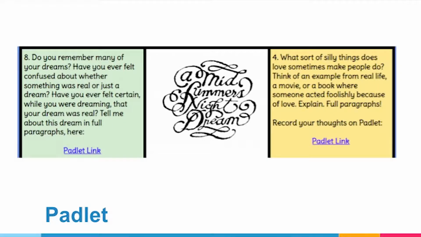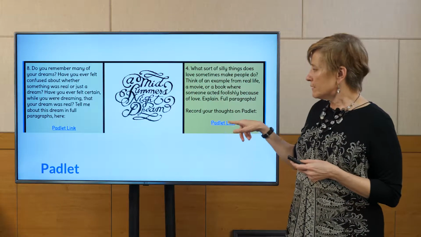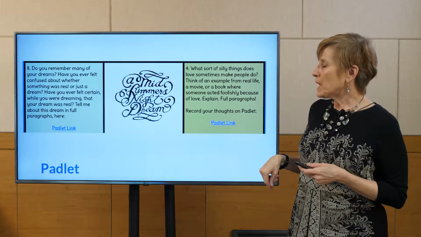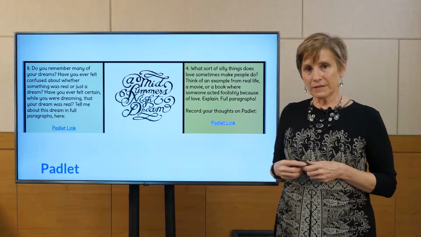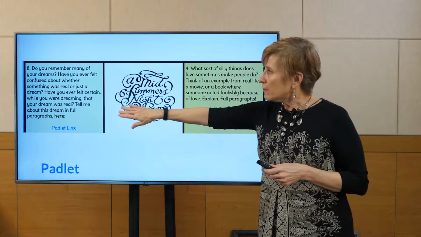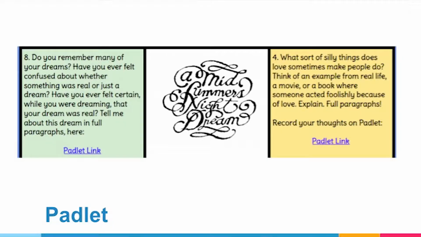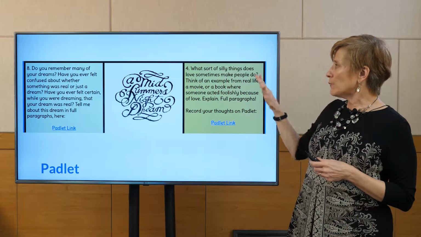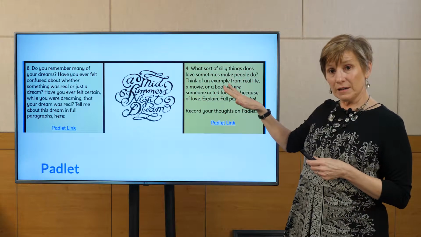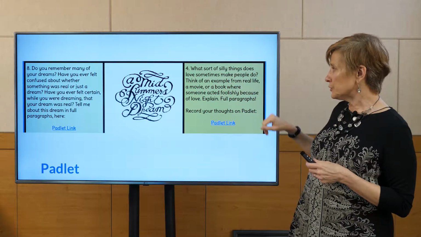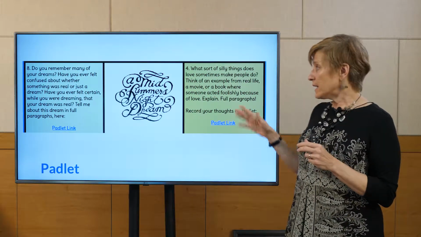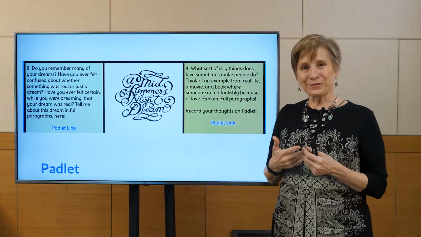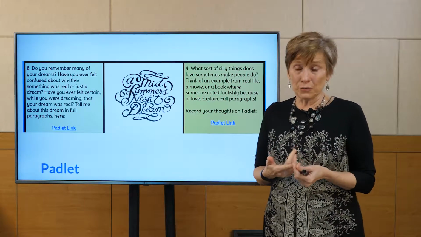So the second row both involve something called Padlet. These are for kids who do not mind writing in a reflective and revealing way. One of them is they have to write about a dream that they've had. The other is writing about the silly things that love sometimes makes people do. They can connect it to a movie, they can connect it to a book, they can connect this idea to their own lives or something that they know to be true.